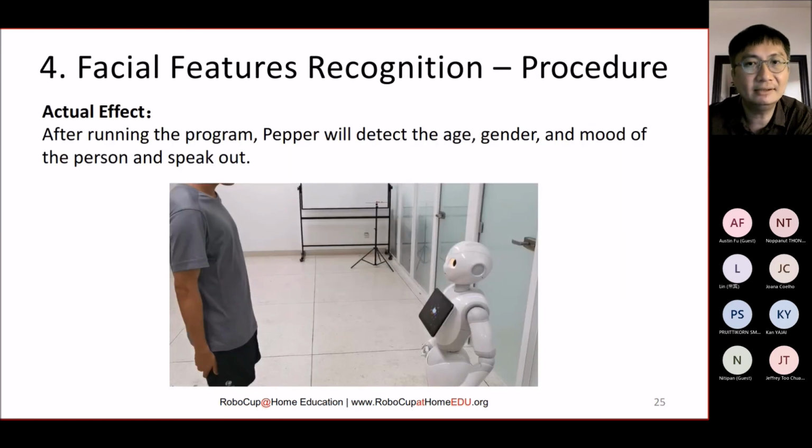Then when you run this program, it's straightforward. Pepper will start to estimate the age, the gender, and the mood of the person, and say it out, like what is your age, what is your gender, and whether you are angry now or happy now, and so on. So it will speak out. It's a very simple, straightforward example demo. So I will let Austin further explain the Choreographe operation.